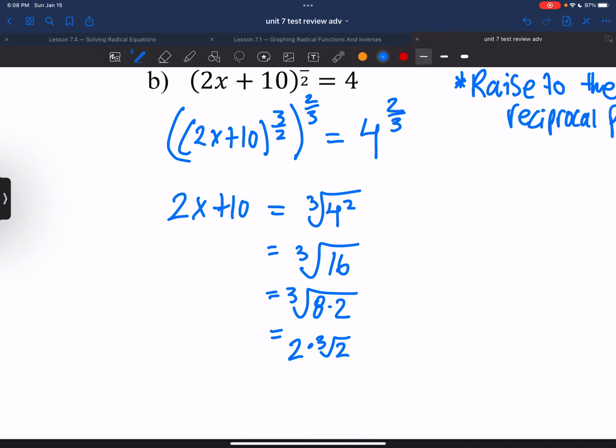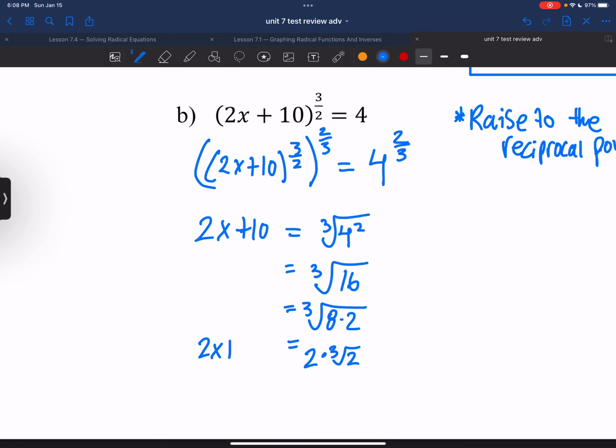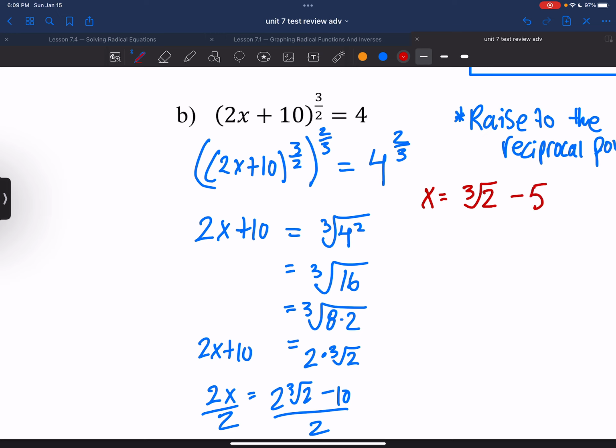Yeah? May as well simplify that while we're here. And so I'll say 2x plus 10 equals that, which means 2x equals 2 cube root 2 minus 10. And then I will divide both sides by 2, which yields my solution. x equals 2 over 2 is 1, so that's cube root of 2 minus 10 over 2, which is 5. And now you have to test this answer.